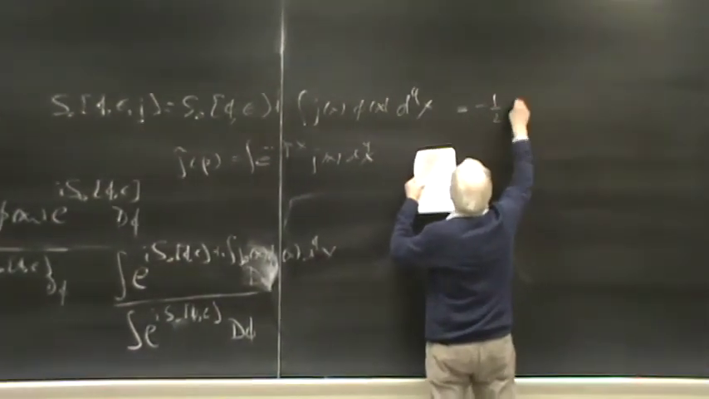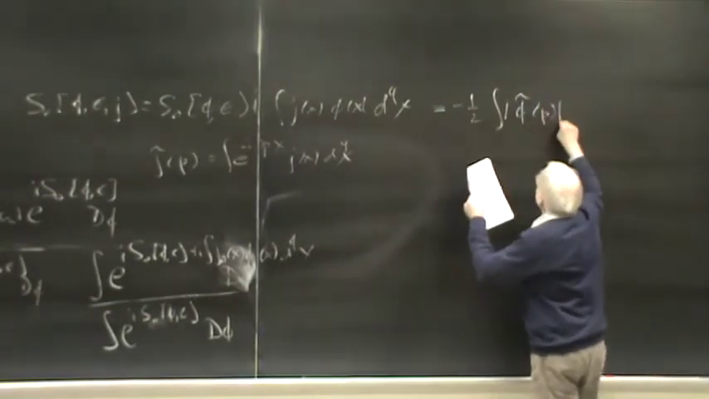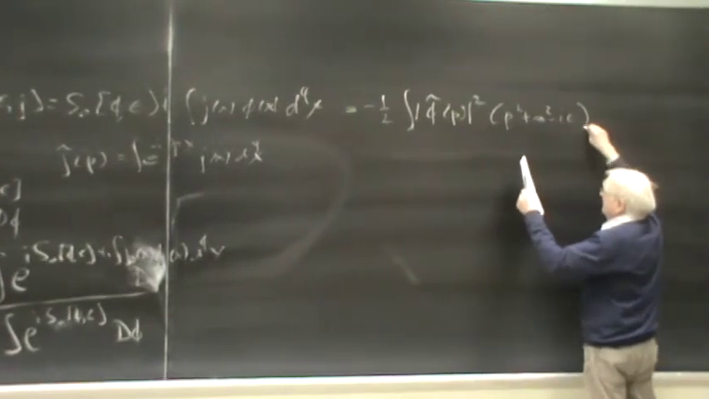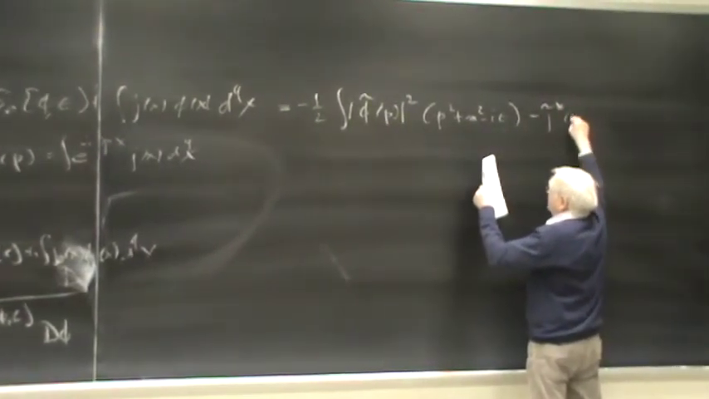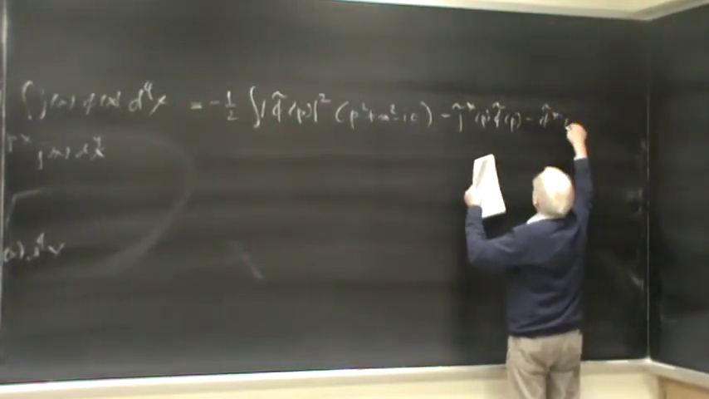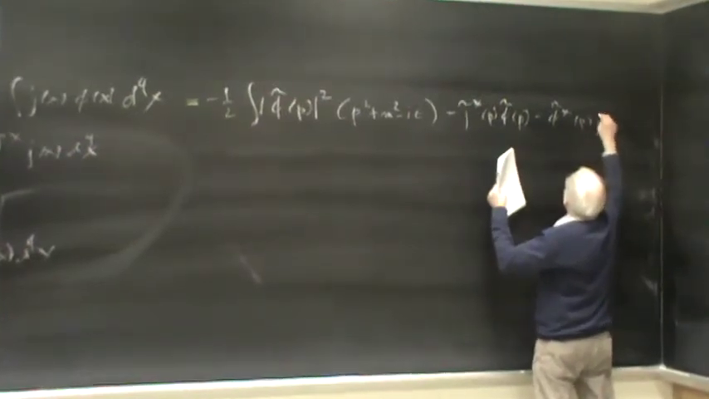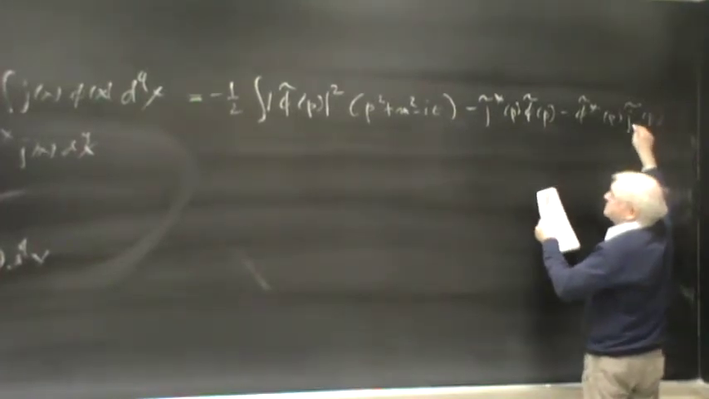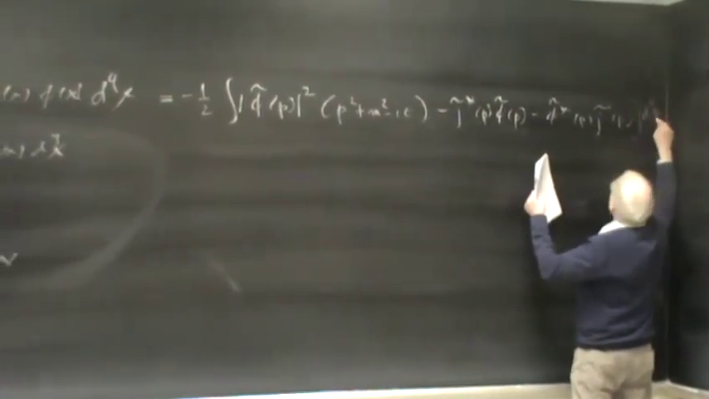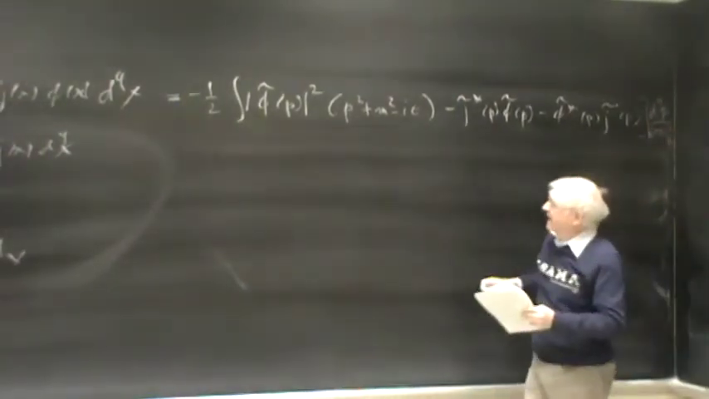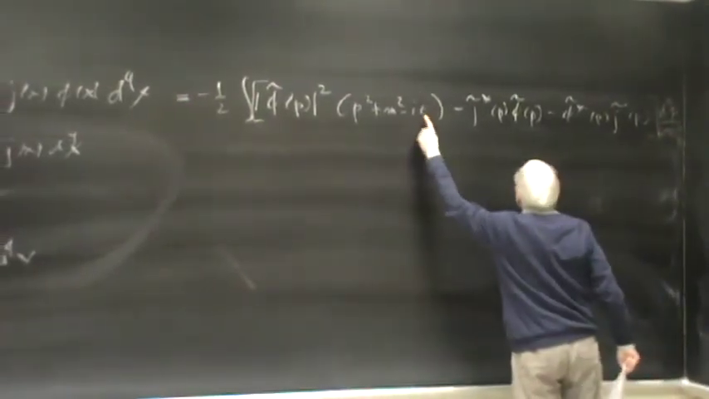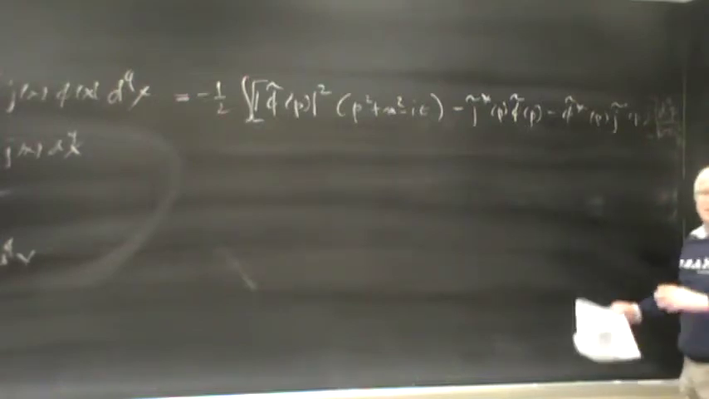Well, it's equal to minus a half integral phi tilde of p, squared, times p squared plus m squared minus i epsilon, minus j tilde star of p phi tilde of p, minus phi star tilde of p j tilde of p. Tilde just means Fourier transform. And all of that d4p over 2 pi to the 4th. Okay, so the action with the epsilon and the classical current gives us this.